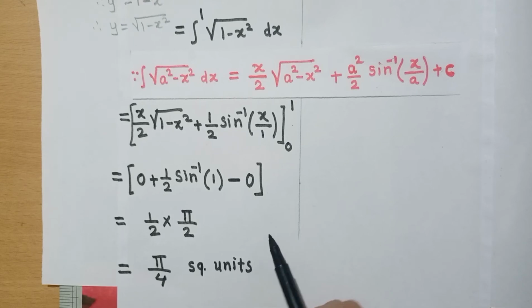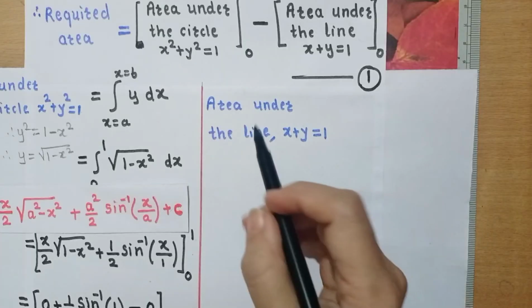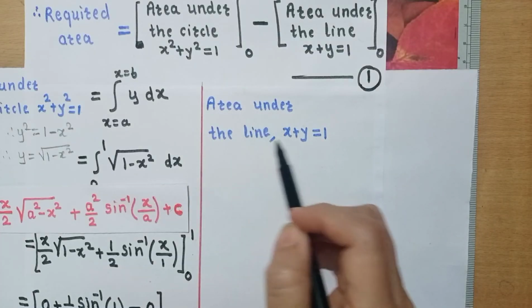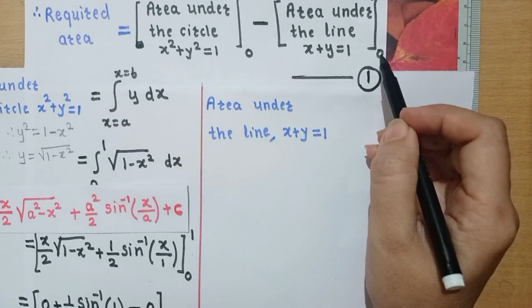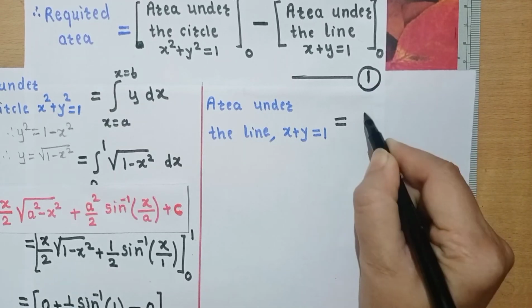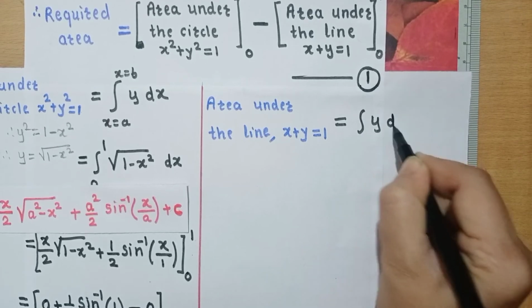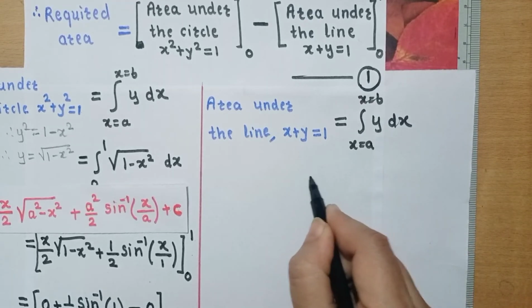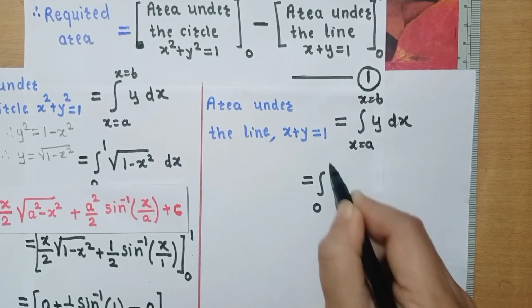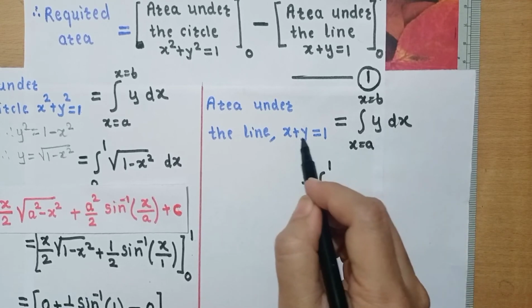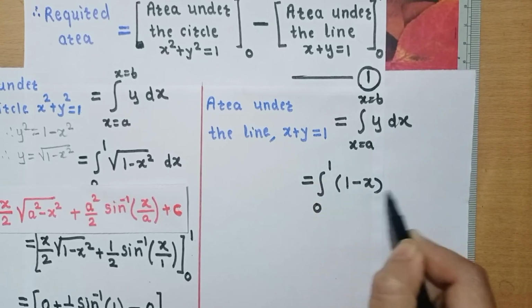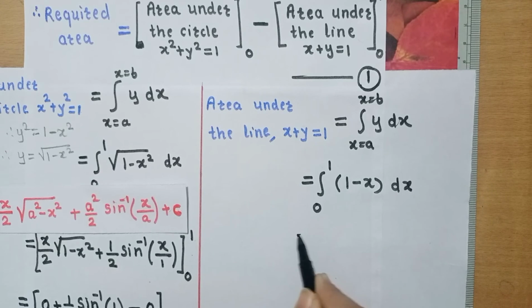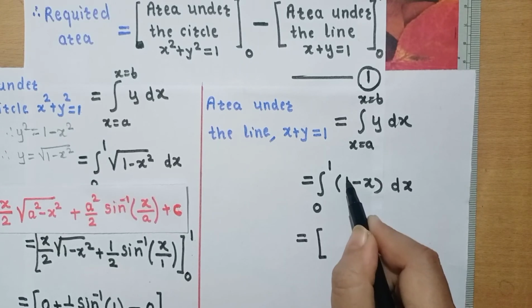Now by the same way we will find the area under the line. Now let's find the area under the line x plus y equal to 1, and we have limits on x-axis from 0 to 1. So we will write the formula integration of y dx. Now we will substitute limits here, integration 0 to 1. Now y means from this equation move x to that side. So we have 1 minus x dx, and we will find the integration separately.